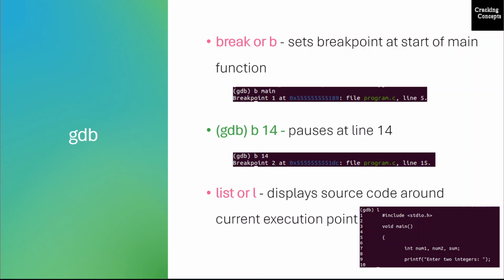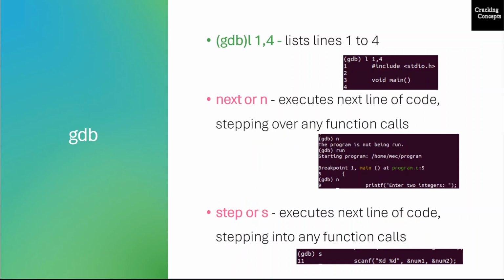Next option is list or L, which will display the source code around the current execution point. So option L will give the output, which is in the screenshot given here. Next, we'll list the lines specified in the command. For example, lines 1 to 4 need to be displayed. We give the command L 1,4, listing lines 1 to 4.